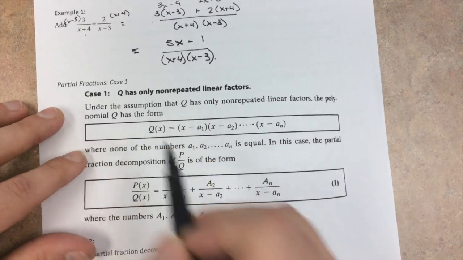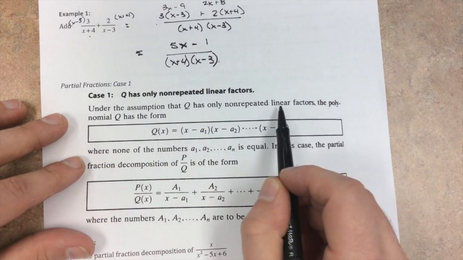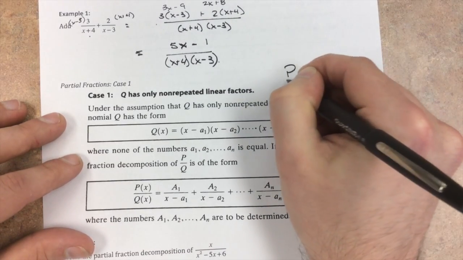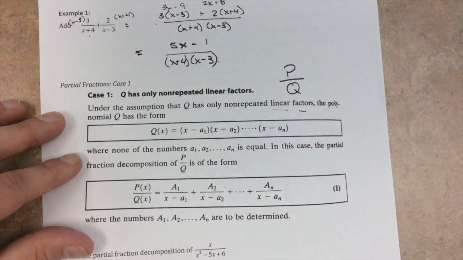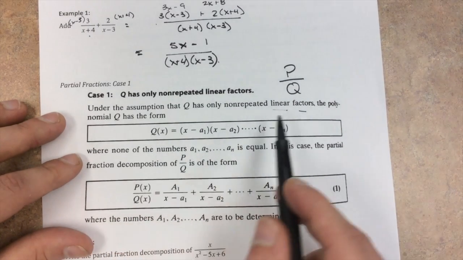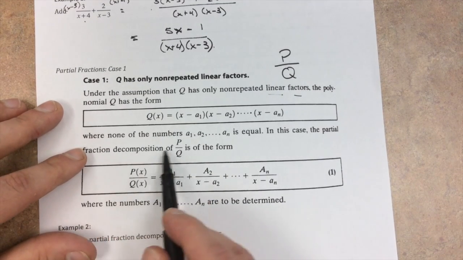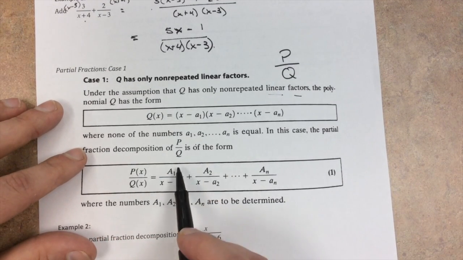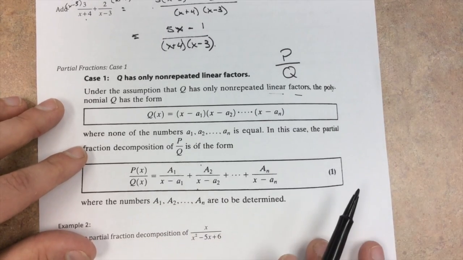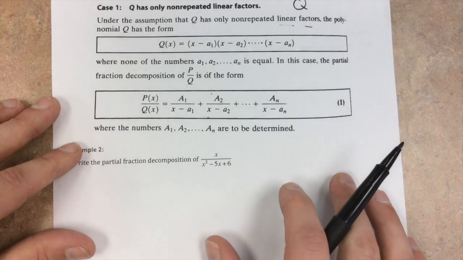So for case number 1, assume that Q has non-repeated linear factors, which means we factor the denominator. This is also assuming that we have some rational function P over Q. So if our denominator has non-repeated linear factors, then we decompose the fraction as the sum of its pieces. We'll take each linear factor and we'll write it over a different coefficient. So the best way to exemplify this is with a problem.